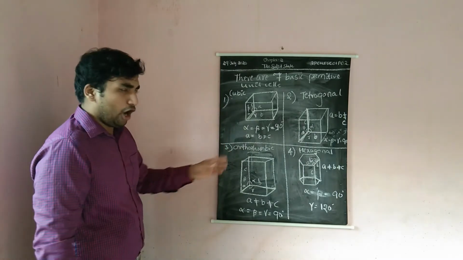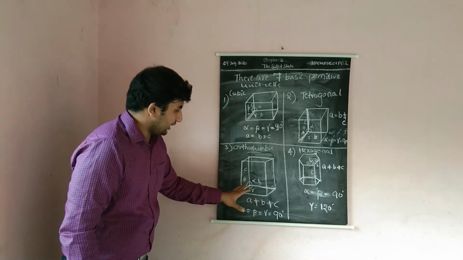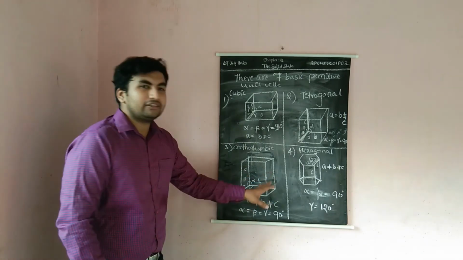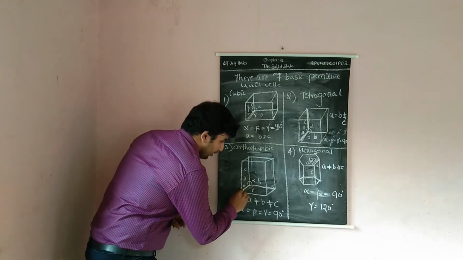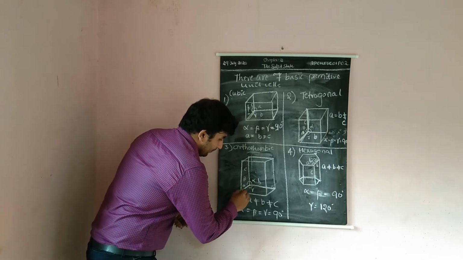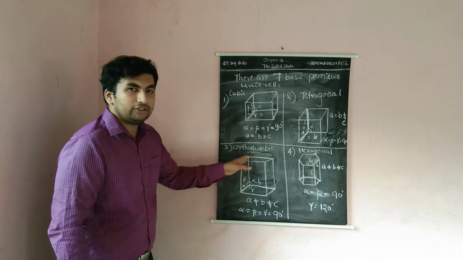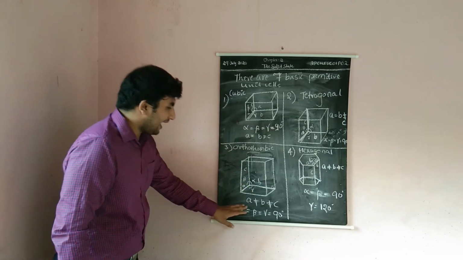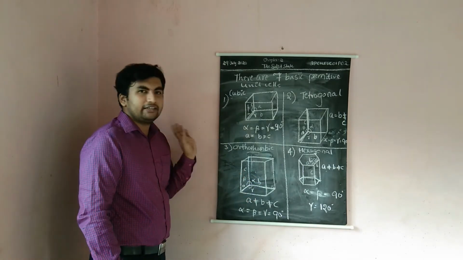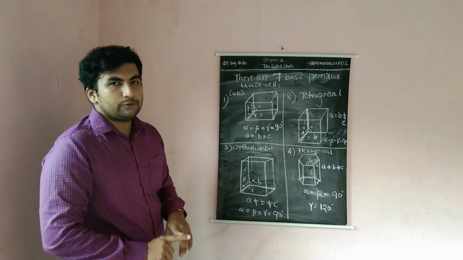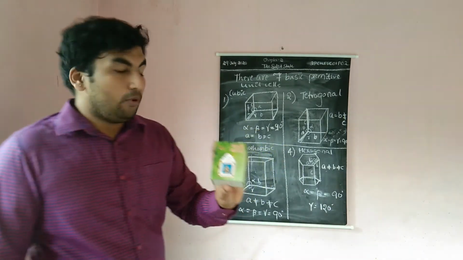Next, third one is orthorhombic. Orthorhombic means here the edges A, B, C, all three are not equal to each other. A is not equal to B and B is not equal to C. All three edges are not equal to each other. But angle alpha is equal to beta is equal to gamma is equal to 90 degrees. All three angles are mutually perpendicular to each other. This is the example for orthorhombic.